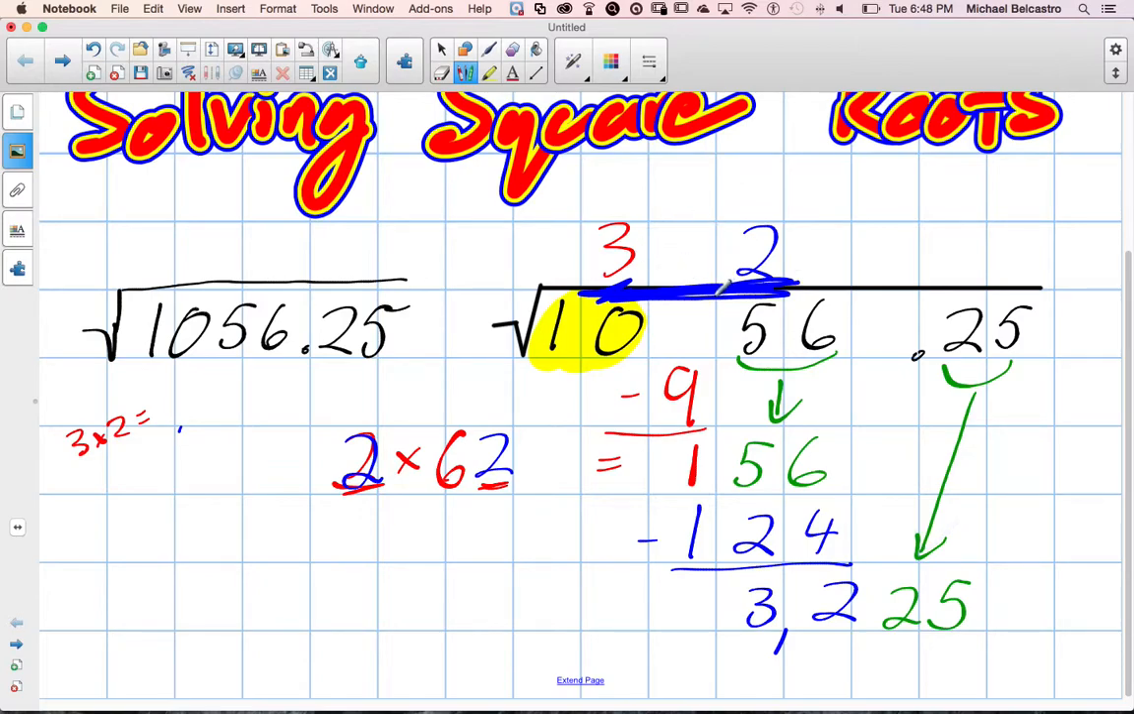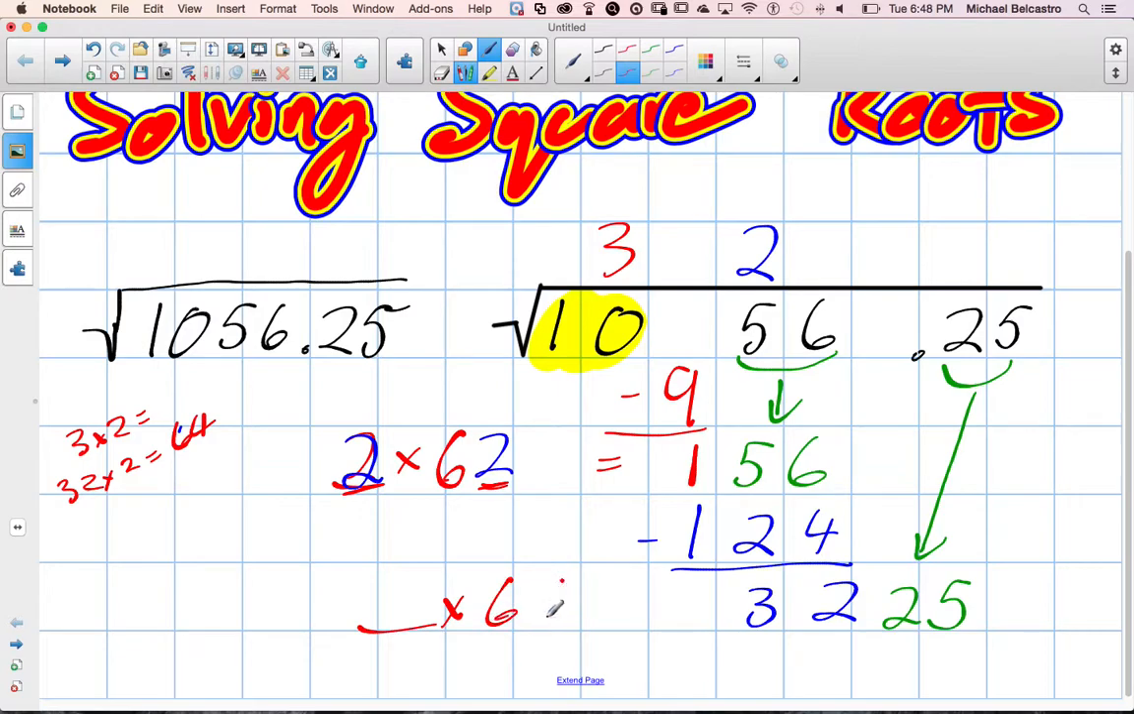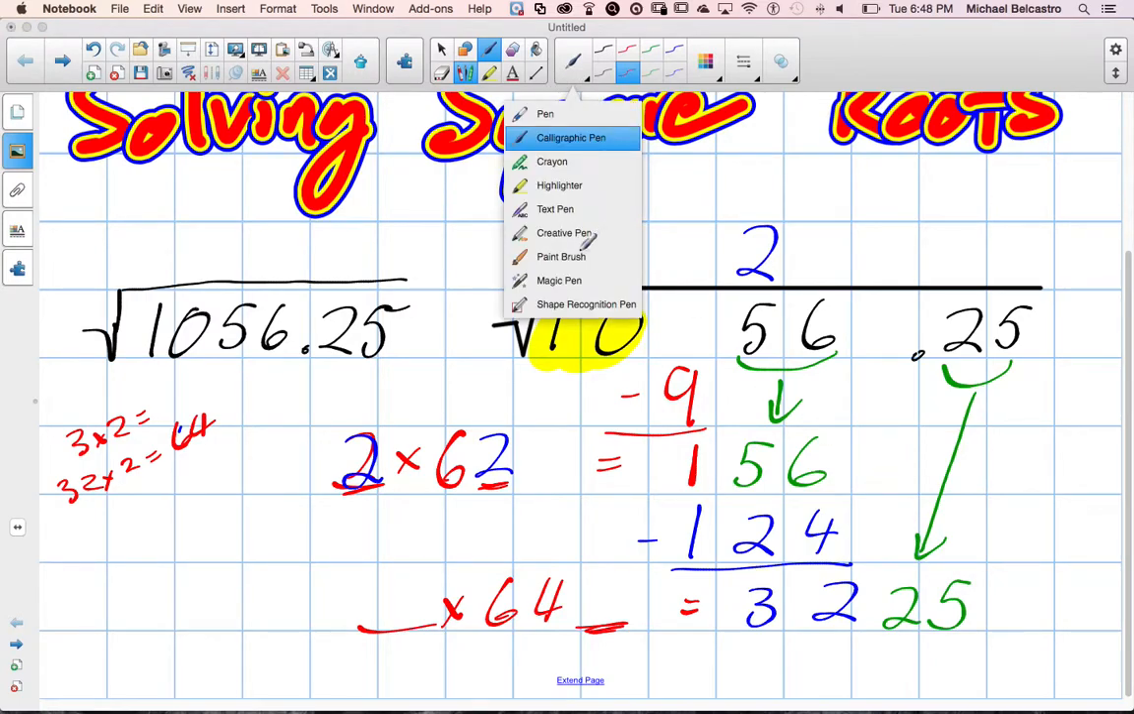Okay, I know they're really far spaced out apart, so it's kind of hard to see. But we have to double 32. So I'm going to do it on the side here. 32 times 2 gives me 64. So just the same way I set this up, I need something times 64, and some digit that's going to equal 3225. So I've got to start playing with values.